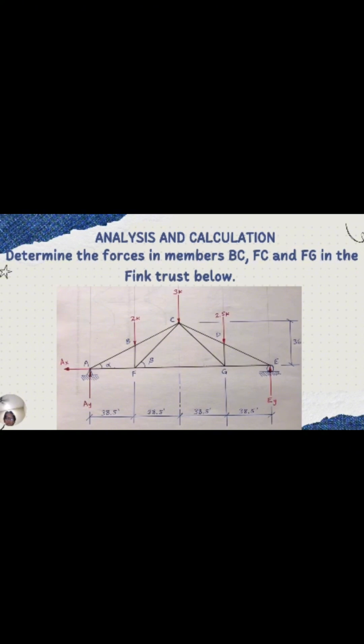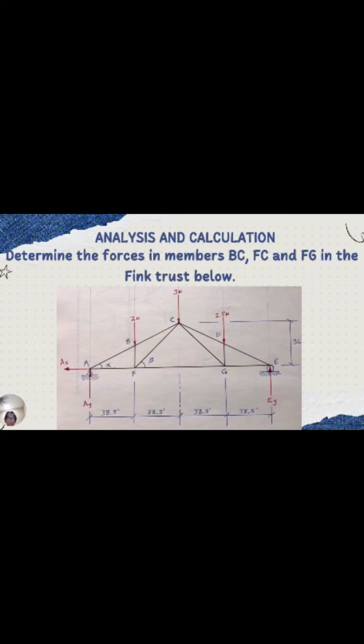Determine the forces in members BC, FC, and FG in the fink truss below. As you can see here, this is the fink truss. I could use the method of joints, starting at A and working my way towards the unknown bar forces. But I recommend the method of sections in these cases, because it is more convenient if you don't need bar forces in every member.